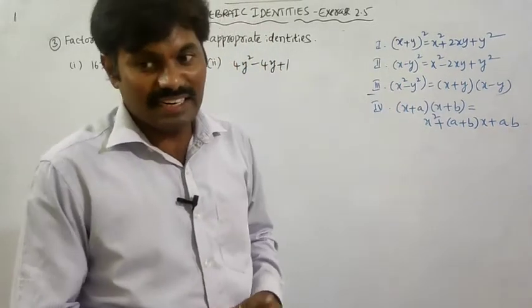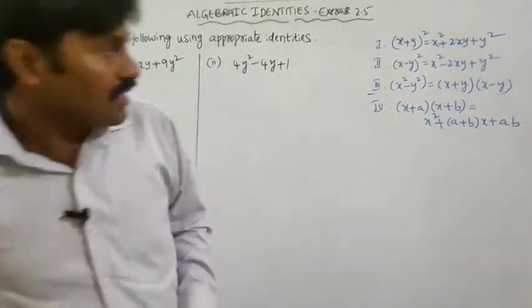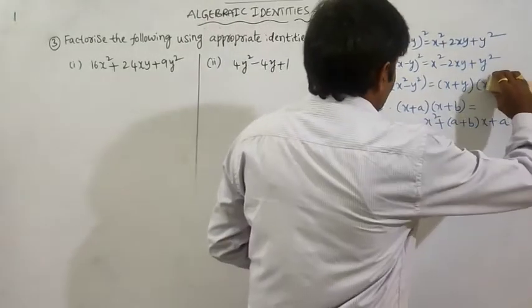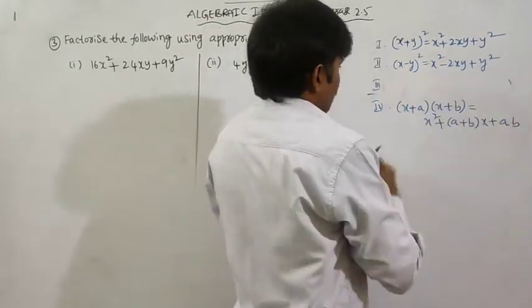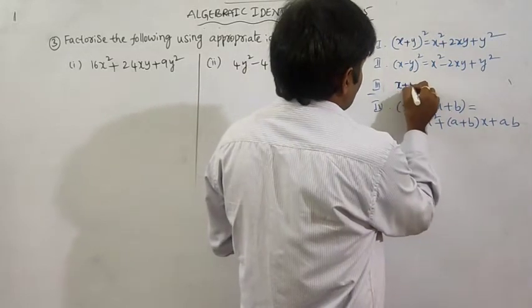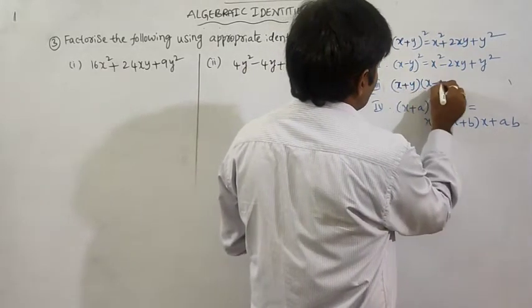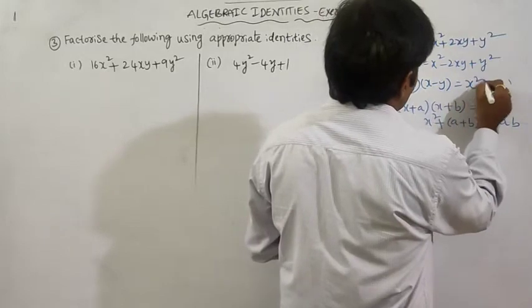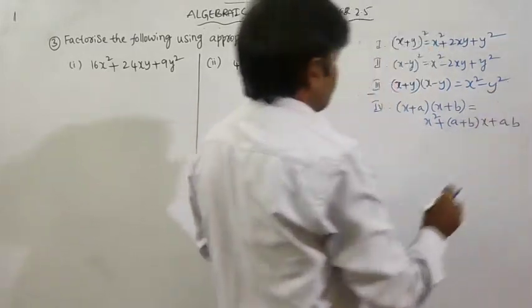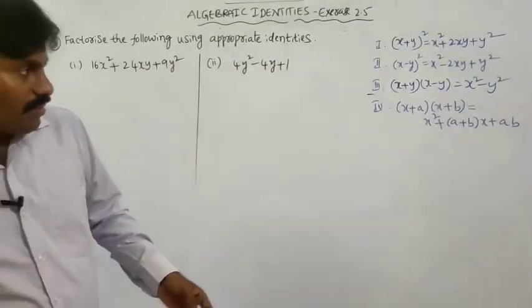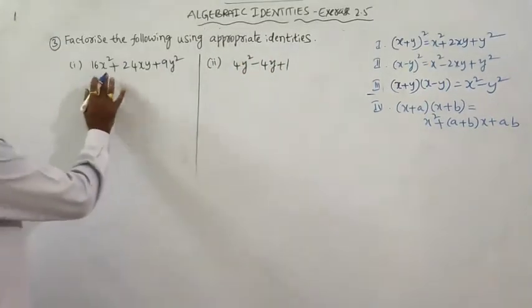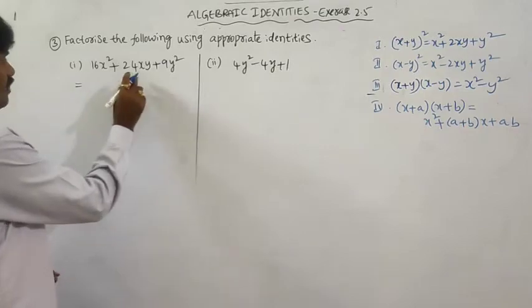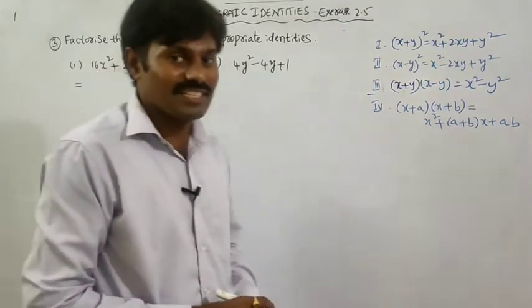So the third identity I have written here in reverse. Product first: we should write x plus y into x minus y. So the product x plus y into x minus y is equal to x square minus y square. So now in the reverse process we go from right to left. See which is the suitable identity for the first problem, that is 16x square plus 24xy plus 9y square.